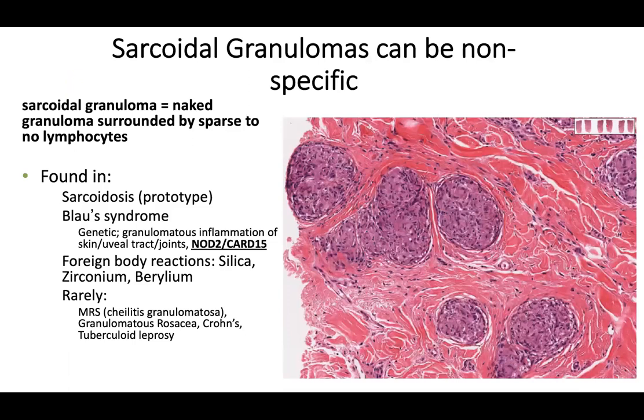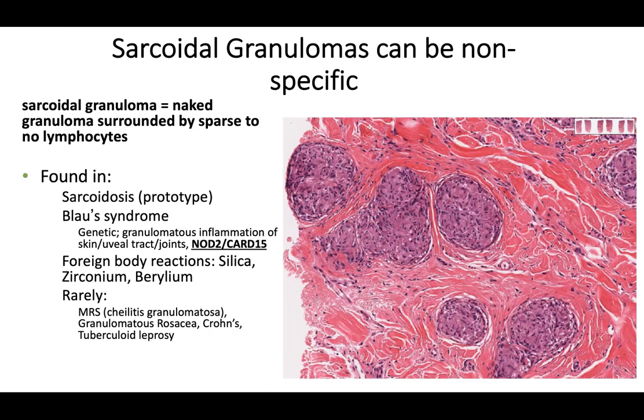Zooming in on higher power there, just to show you the well-defined, well-circumscribed nature of these sarcoidal granulomas, you don't see a lot of lymphocytes around them. So that's where the word naked granuloma comes from. And you're going to find these in sarcoidosis, which I mentioned and which we talked about, also Blau syndrome, which is a pediatric form of sarcoidosis.